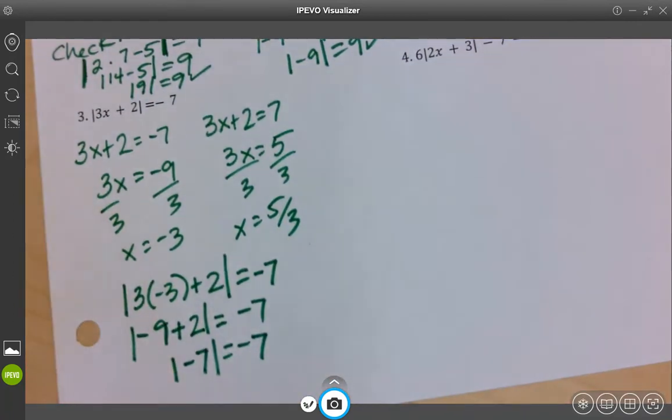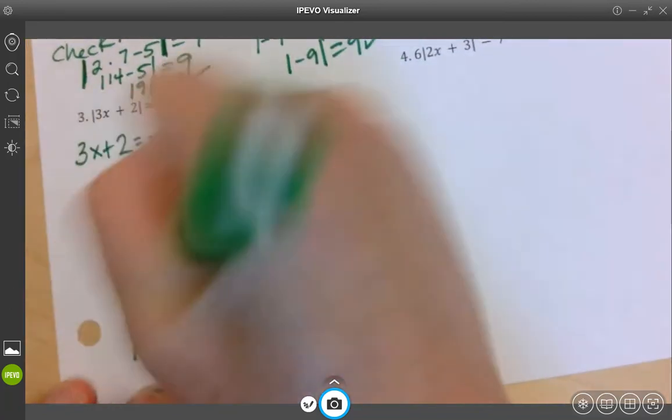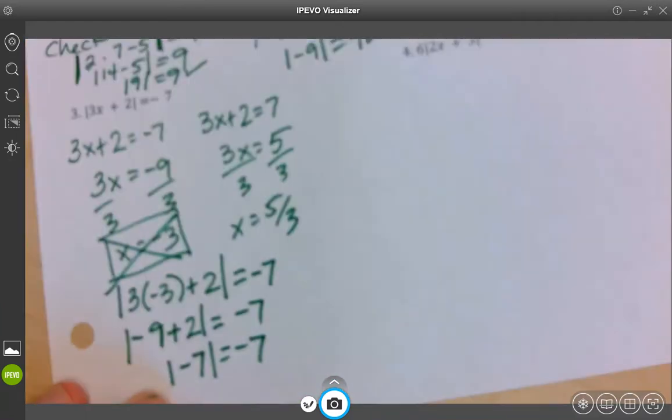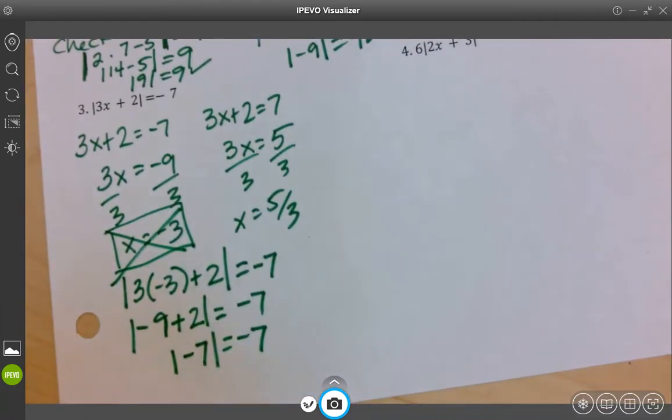All right. Absolute value of negative 7 equals negative 7. True or false? It's false, right? That's not true. So we got an answer here, but it's not working. Let's try the other one.